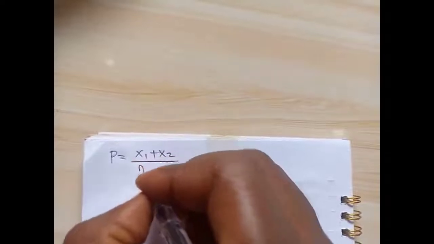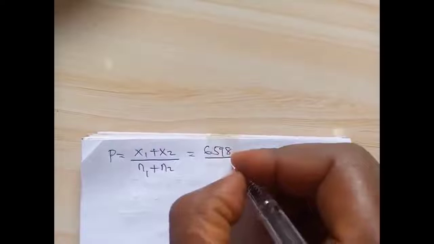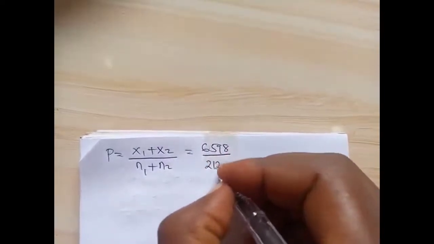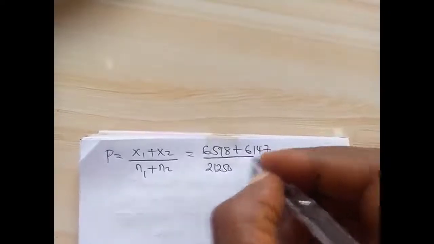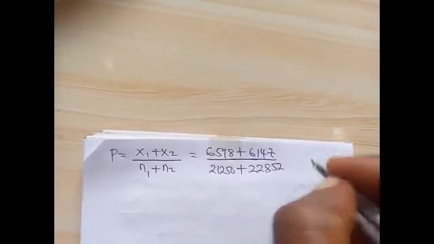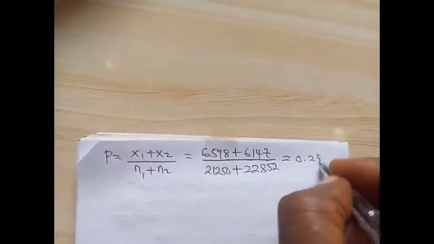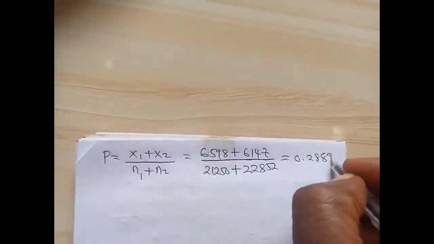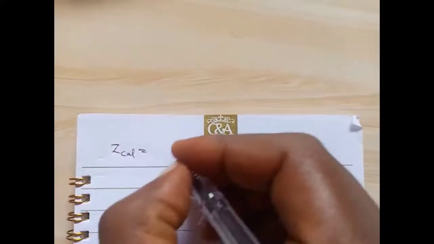So for us to get the value of P, our value of P is X1 plus X2 over N1 plus N2, which is 6598 plus 6147 over 21250 plus 22852. And if we resolve that, we get 0.28899.